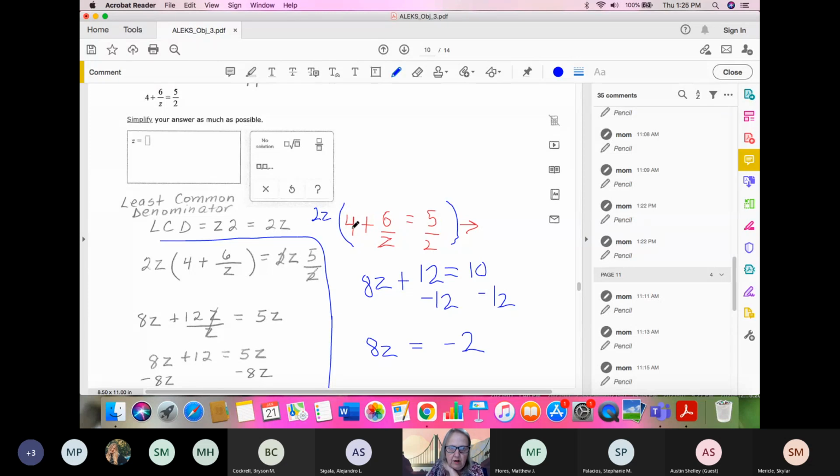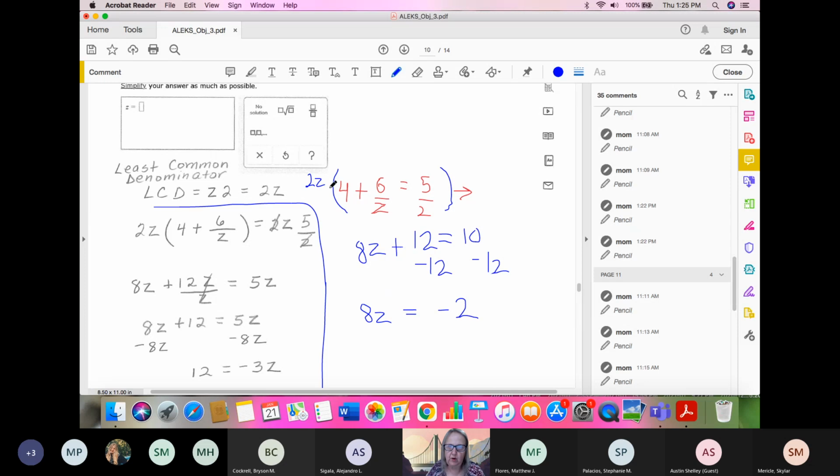2 times 4 is 8z. This one, the z's cancel and we get 12. This one, the 2's cancel. Yes, I think I made a little error here. This one, the 2's cancel, okay? The 2's cancel, right? And then we have a z from here and a 5. I think I looked at that the wrong way. So let's do this one more time. This is one reason why this may not work too well, because you have to be super careful.